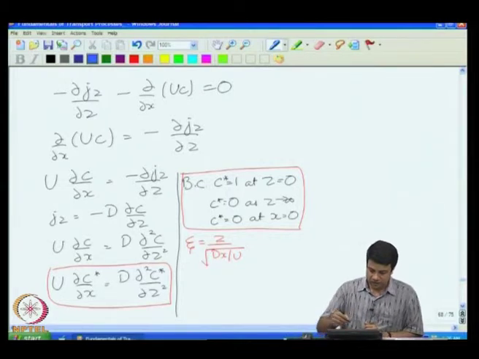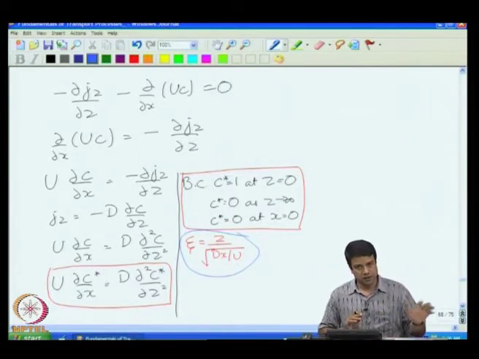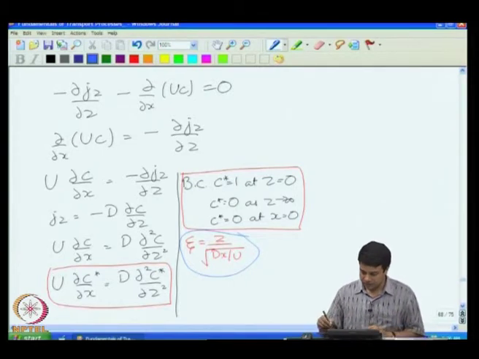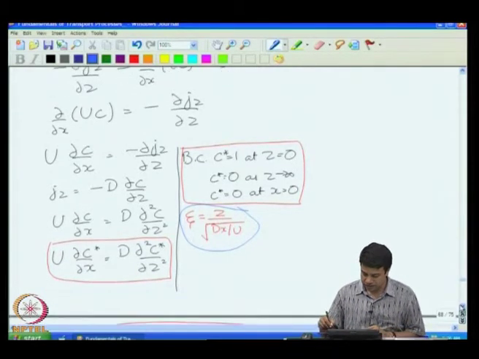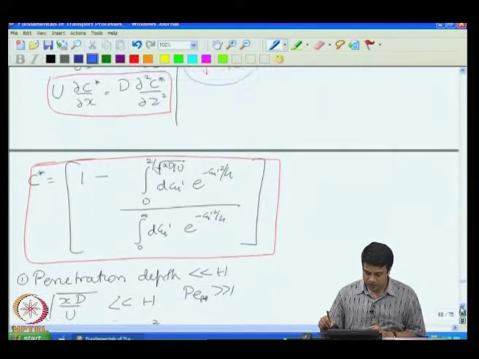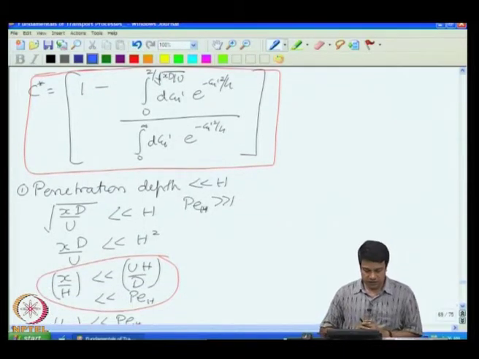So, if I define a dimensionless variable of this form, where t is replaced by x by u, the solution that I got for the unsteady problem can be written down in exactly the same manner for this steady state problem. And I had got out that solution for you. In this case, the penetration depth is square root of x d by u.